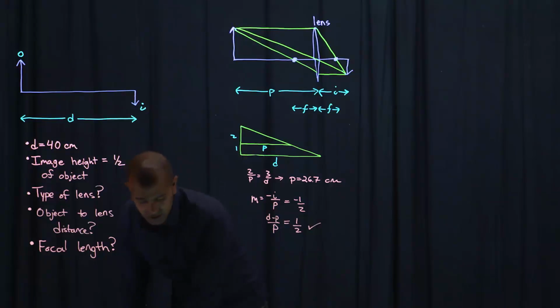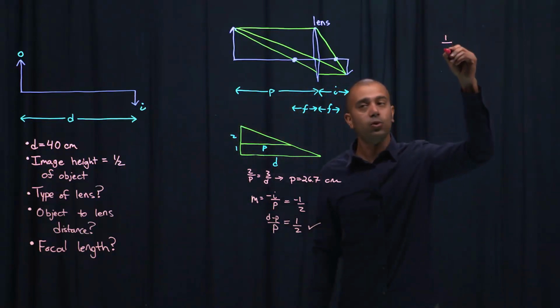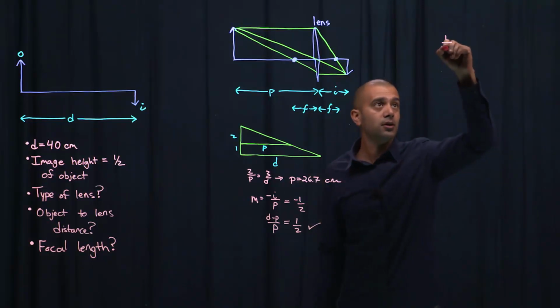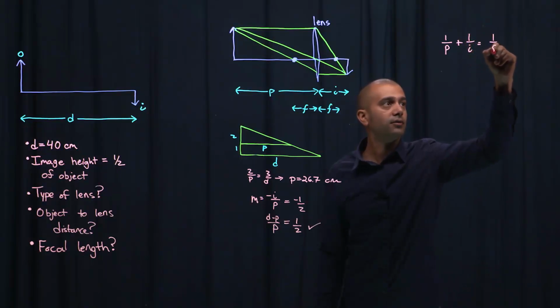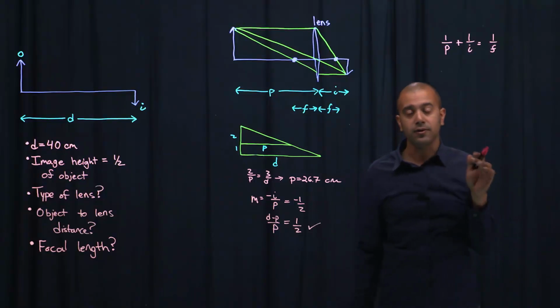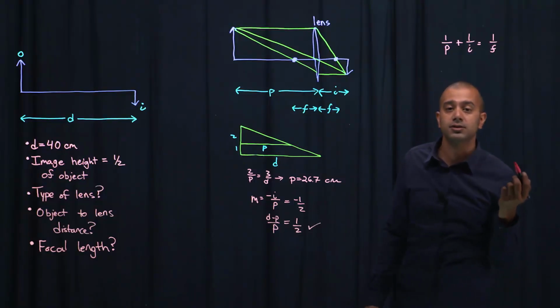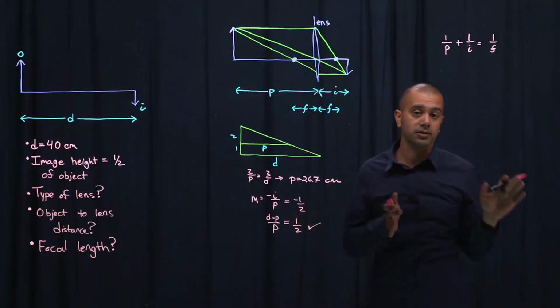So what we're going to use is the thin lens formula, which is the one that you're going to use for all these problems: 1 over P plus 1 over I equals 1 over F. Now this algebra is very straightforward, but the only thing that tricks a lot of students is determining what the signs are of P, I, and F, because they can all be plus or minus.